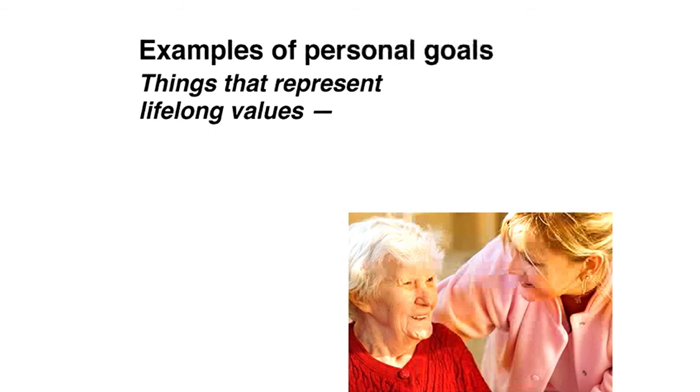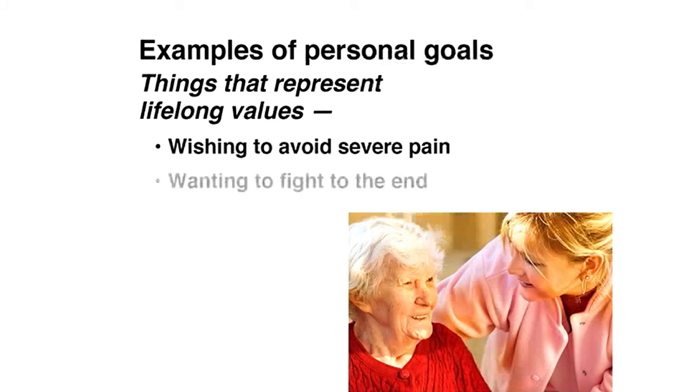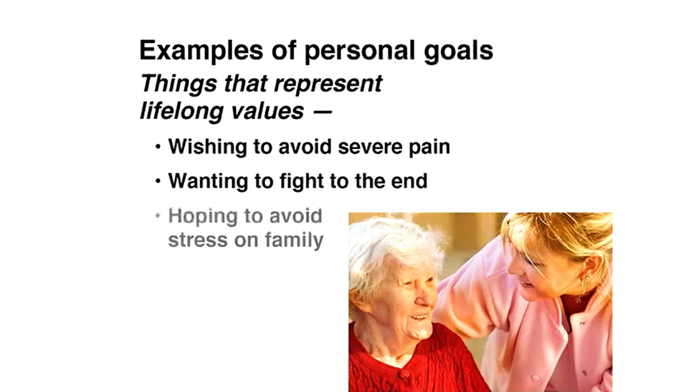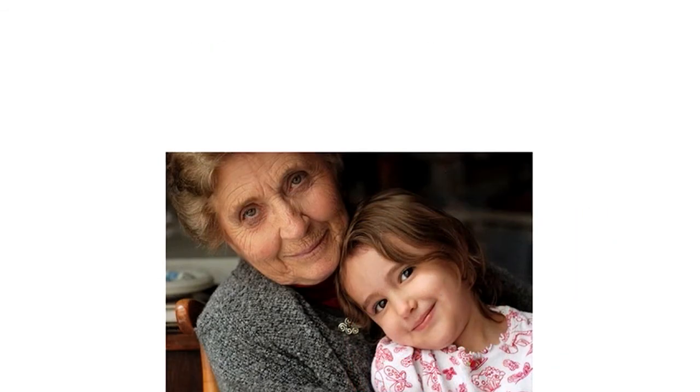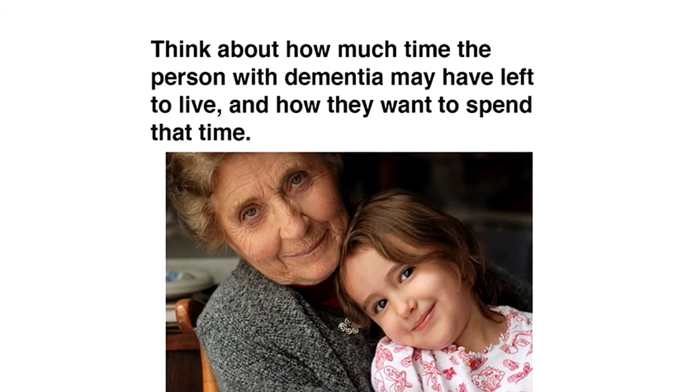Things that represent a person's lifelong values could include wishing to avoid severe pain, wanting to fight to the end, hoping to avoid stress on family, or needing spiritual sources of comfort. These are examples, but personal goals are just that, unique to the person with dementia. So how can you begin to use goals of care to help with healthcare choices? First, you can think about how much time the person with dementia may have left to live, how they most want to spend that time, what is really most important to him or her.